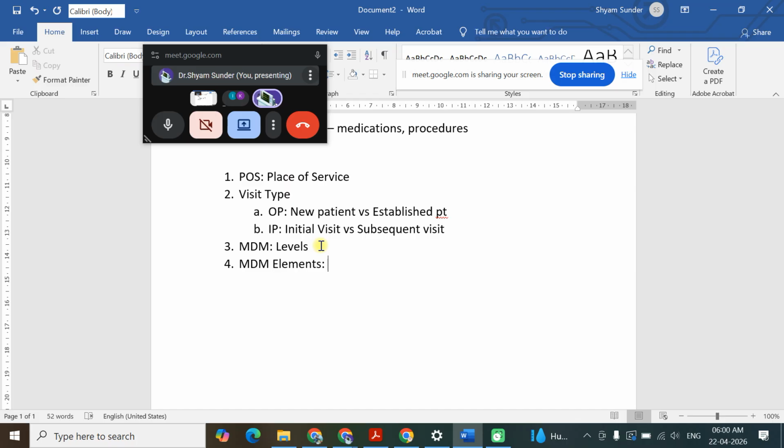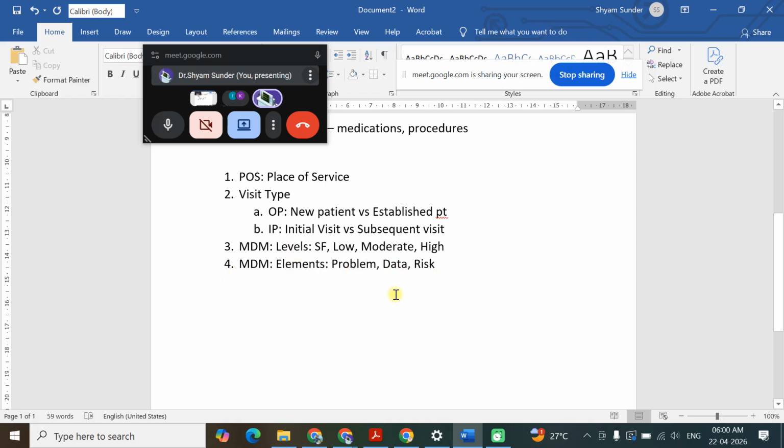Now we are breaking down the MDM level. So to break down MDM levels, we should know MDM level elements. The MDM elements are problem, data, risk. You remember these 3 words: problem, data, risk. These are the MDM elements. The levels are different, elements are different. Levels are SF, straightforward, low, moderate, and high. These are the levels, and the elements are problem, data, risk.